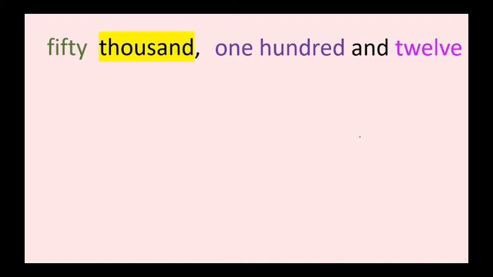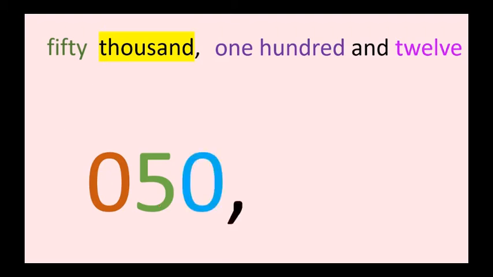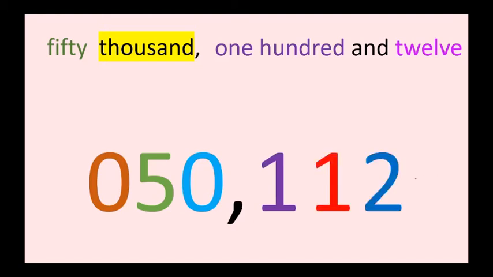50,112. 50,000, 55,000. Okay. So we can write a 0 first for no hundreds of thousands. Then we write 50,000, 5 and 0. 112, so that's going to be 112. We write as 1 and 2.